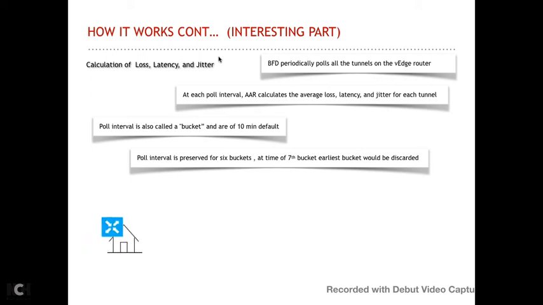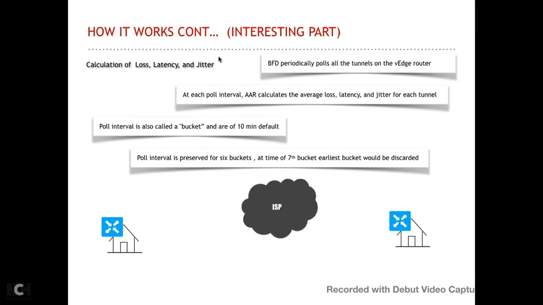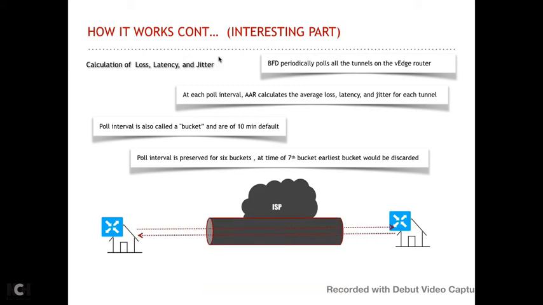Okay, so let's see some animation of whatever I have explained so far. You have two branches and you have some providers, maybe I'm just taking one service provider here, and you have an IPsec tunnel now, then the magic starts. So you get a BFD packet every 1 second, I say. The BFD goes to and fro from branch 1 to branch 2, then it ends up in a poll interval, which is a logical bucket. I'm just taking one example, so every 10 minutes one bucket is spawned, so you get 10 BFD packets.